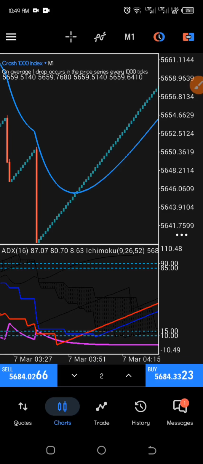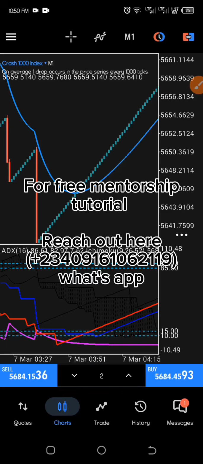Okay, so for you to trade with this strategy, you only need to trade a few indices, which means that you are going to be trading only the Boom 1000 index. So you can trade the Boom 1000 index, but on Crash you can only trade the Crash 1000 index. All the remaining Crash indices, you don't trade with this strategy. Okay, so keep that in mind when you are using this strategy.